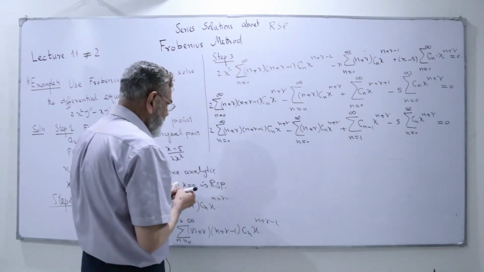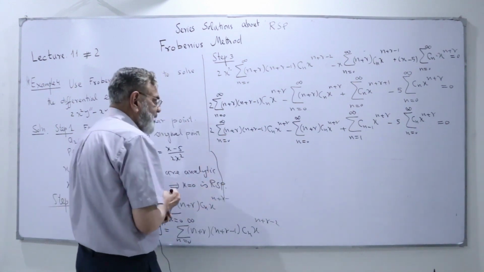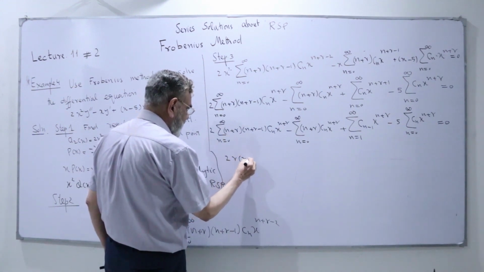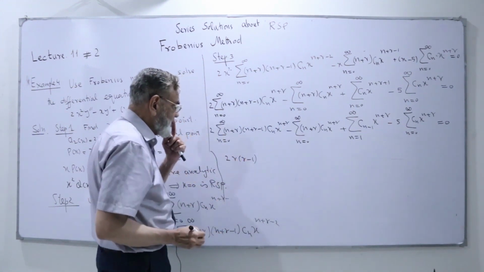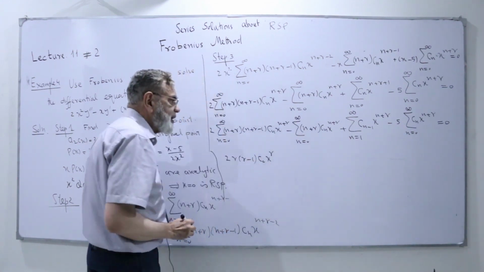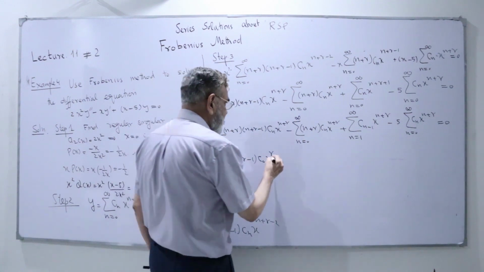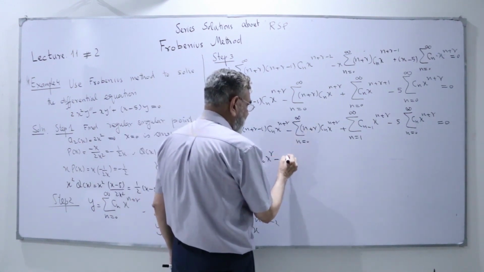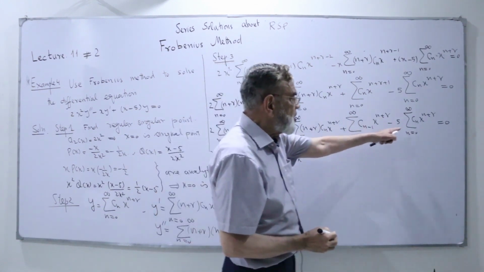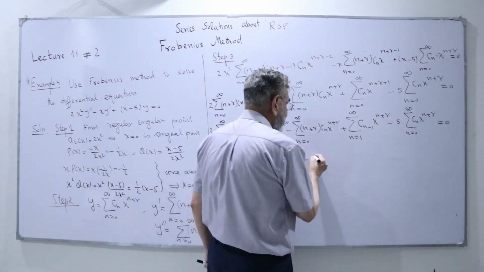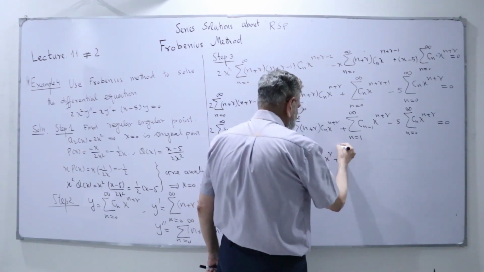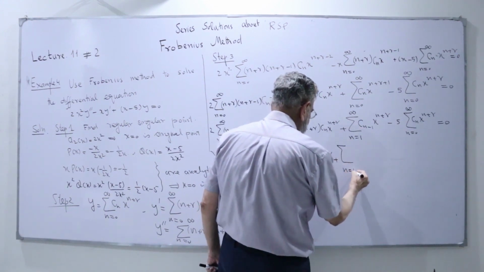When I take n equal to 0 out of this equation, what do I get? I get 2, r, r minus 1, and with n equal to 0, C0, x to the power r. Then, taking n equal to 0 out, we get minus r C0 x to the power r. Taking n equal to 0 out here, we get minus 5 C0 x to the power r. Now we have plus sigma, and the summation is from 1 to infinity.